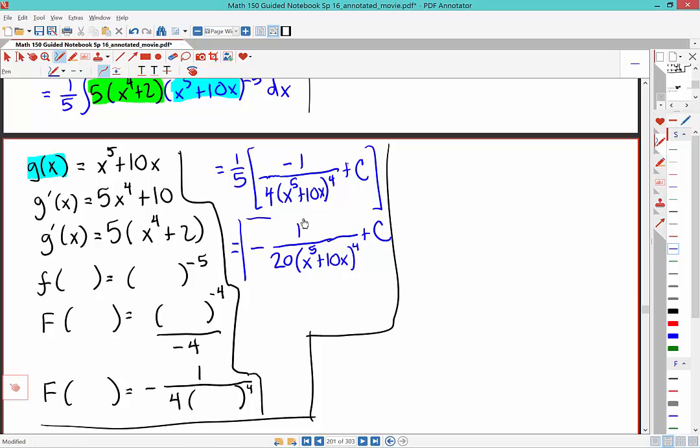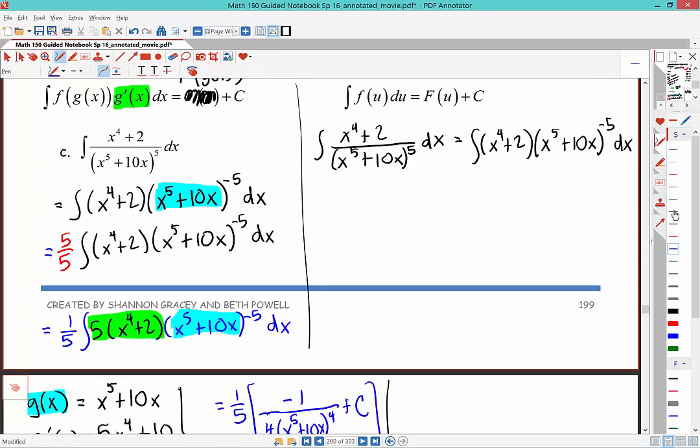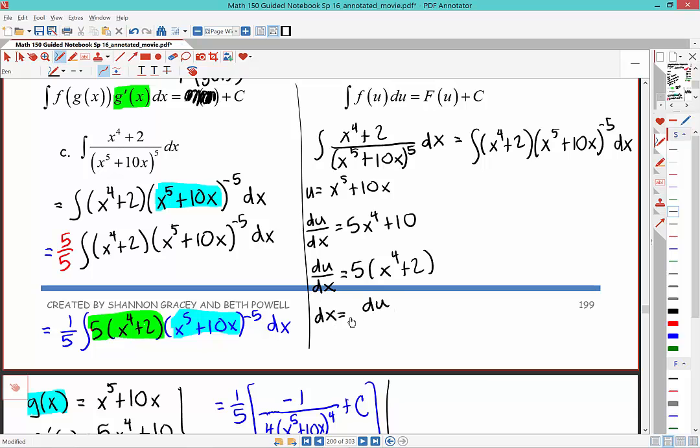Okay? Now let's see what happens with change of variables, or u sub. So over here, u is going to equal, good, x to the 5th plus 10 x's. So differentiating both sides with respect to x, we will get 5x to the 4th plus 10, right? And here, again, you're going to see you've got that x to the 4th plus 2 part. So you're going to want to recognize that it might be better if I factor out this 5. And so now, isolating dx, you would get du divided by 5 times x to the 4th plus 2.